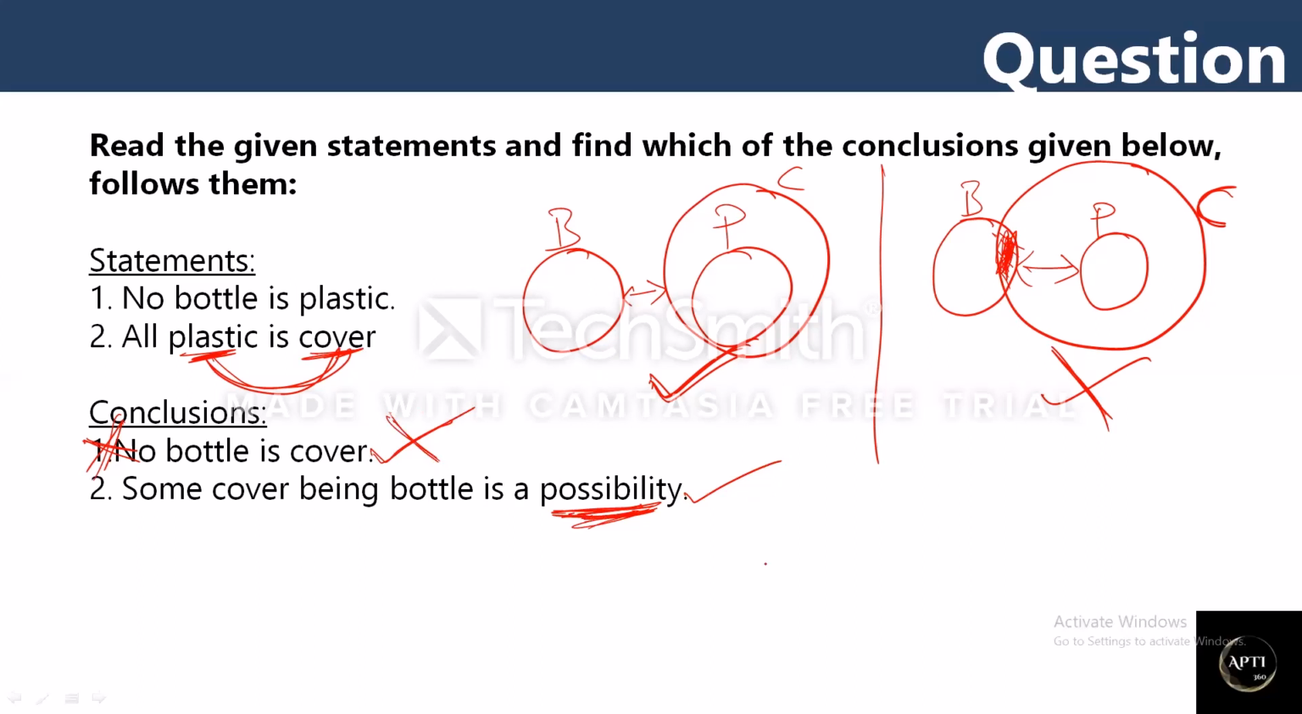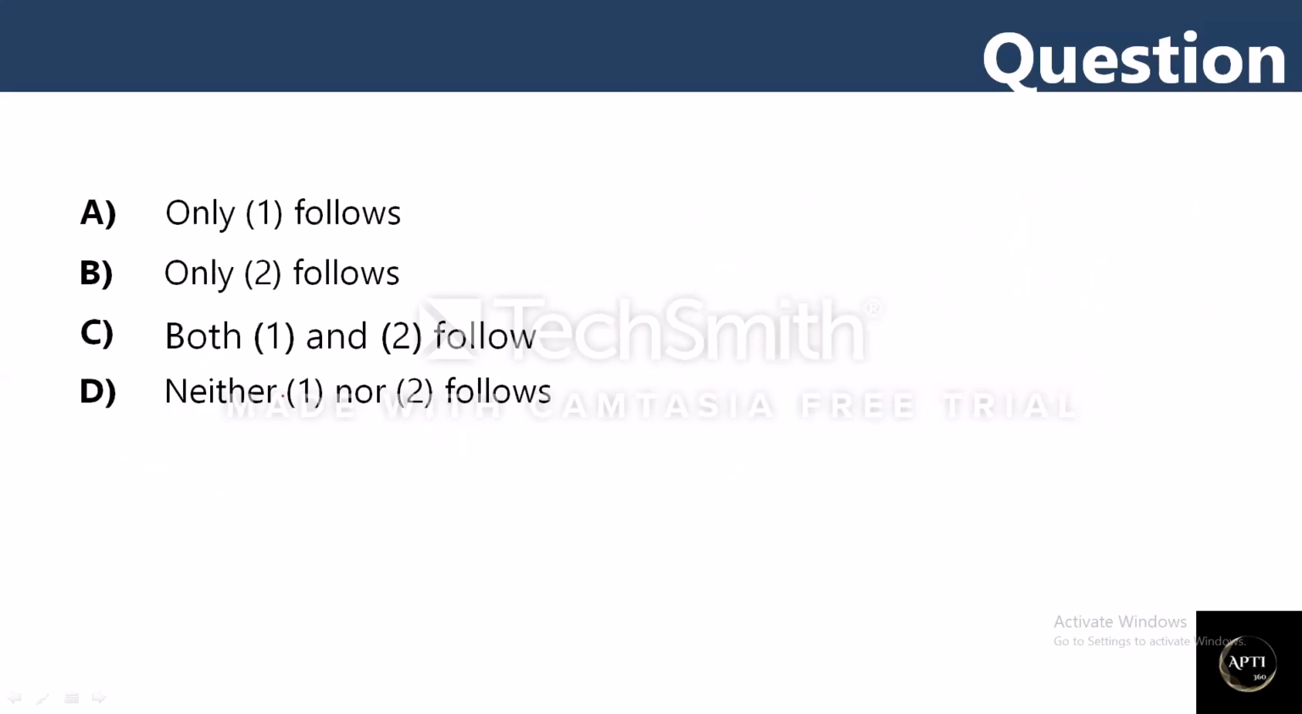Now possibility means at least it should be possible either in the minimum case or the maximum case. In the minimum case, some cover being bottle would mean a connection between cover and bottle, and it is not possible. Now in the maximum case, of course some part of cover being bottle is possible. So I can say that the second conclusion is correct. Remember, if they give you a direct statement, it should follow the minimum and maximum case. If it is a possibility, it should satisfy either the minimum case or the maximum case; if any one is satisfied, that is our conclusion. So here only two follows, option B is correct.